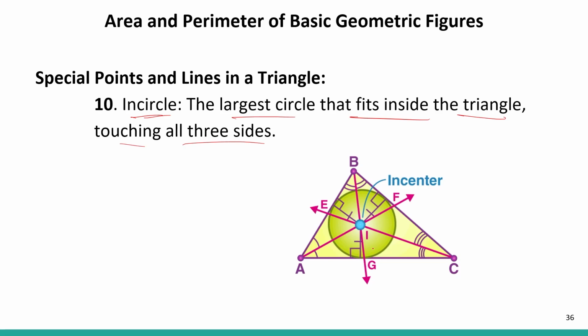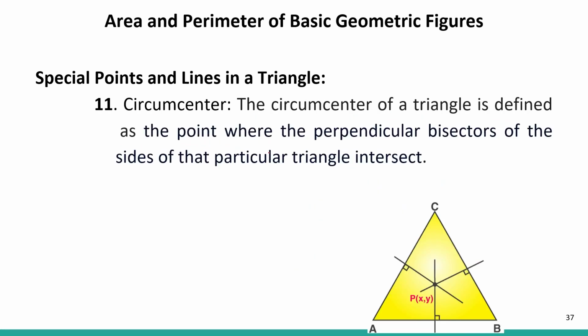The maximum radius circle that can be drawn inside the triangle, touching all three sides, is called an incircle. As you can see here, the incenter will be in the middle of that circle. So the incircle is the largest circle that fits inside the triangle touching all three sides.